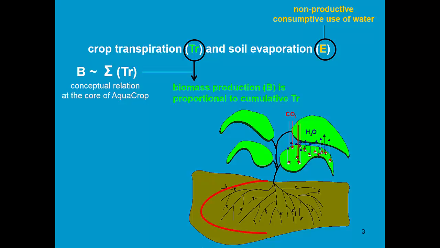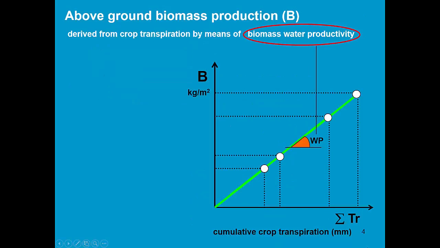Crop takes up water by its roots, the water is transported to the leaves and will escape through the stomata by transpiration. The same pathway is used by the CO2, so CO2 is taken up through the stomata, and by photosynthesis we produce carbohydrates, which are the building blocks of the biomass production. So biomass production is proportional to the cumulative transpiration. That is the conceptual relation which is at the core of AquaCrop.